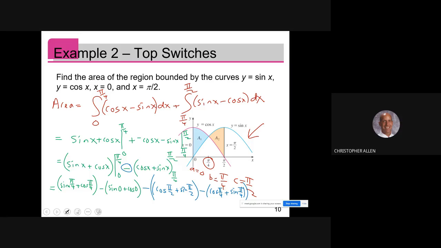All right, so here we go. Cross my fingers. Does anybody know what the sine of pi over 4 is? It is radical 2 over 2. Good.